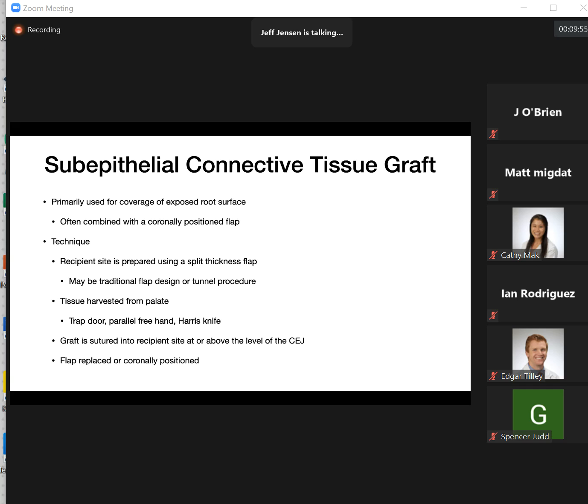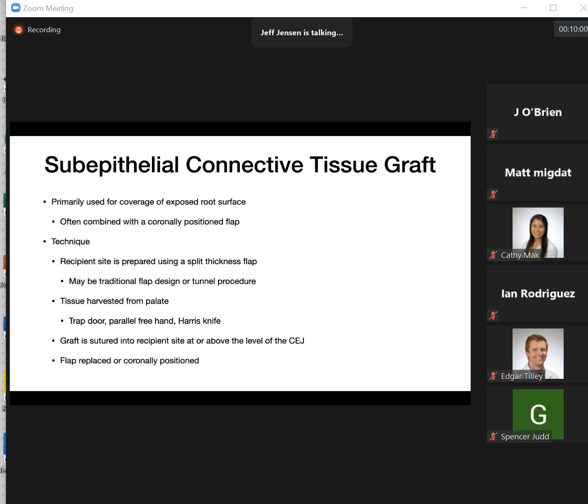I'm definitely mindful of greater palatine. I'm typically not coming all the way up to like the nasopalatine unless I need a really big graft. So I'm careful there as well. But those are some of the precautions I'm using and trying to avoid that stuff.